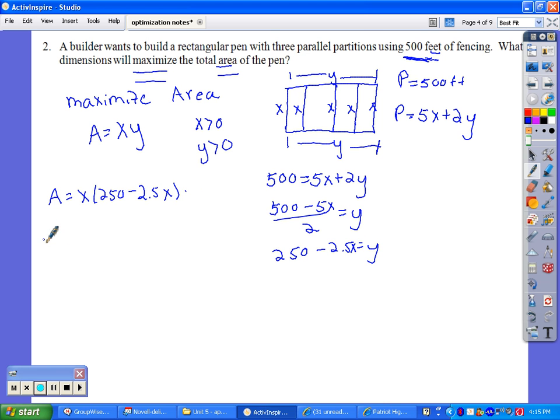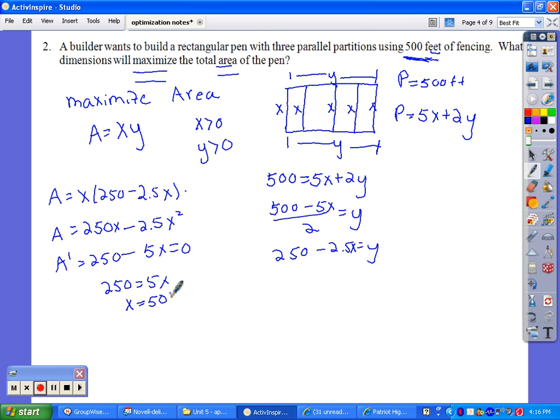Right. And I'm going to find the derivative. The easiest thing to do with these is just to multiply it out first, so you don't have to use product or quotient rules. So if you can simplify on these problems, always do. So I distributed the x, and now I'm going to find the derivative. So I get 250 minus 5x is my derivative. And then I'm going to set it equal to 0 to find my critical point. So I have 250 is equal to 5x, and x is equal to 50.